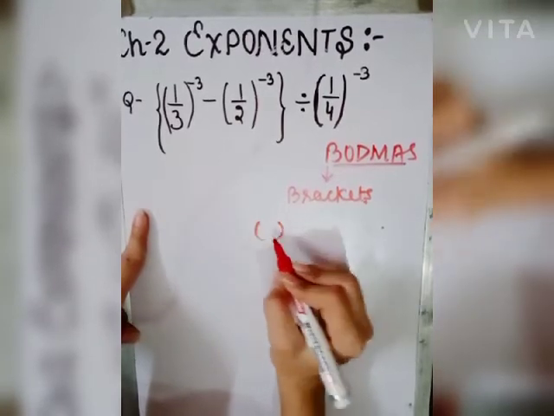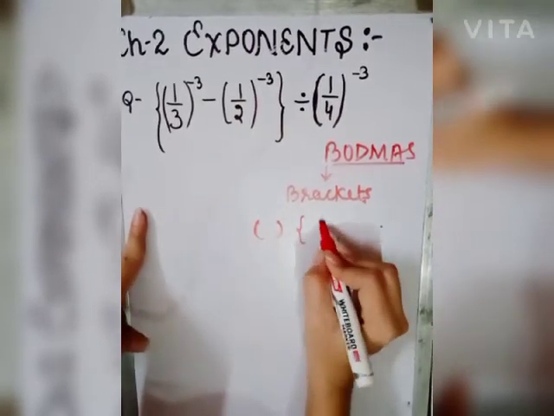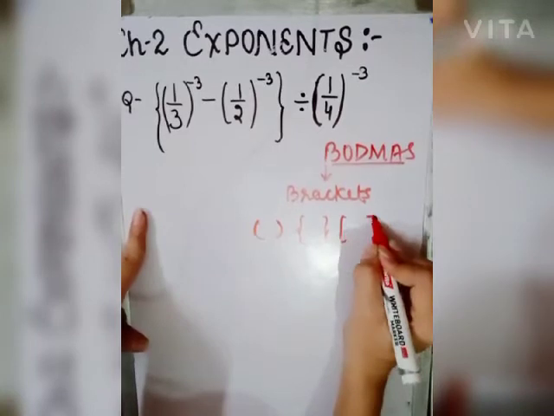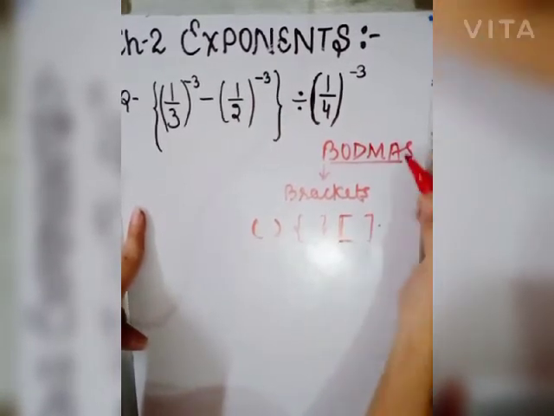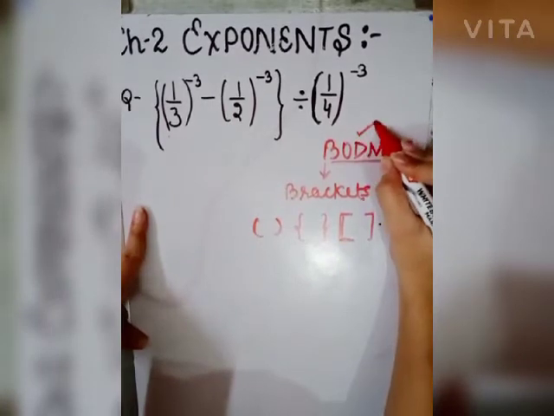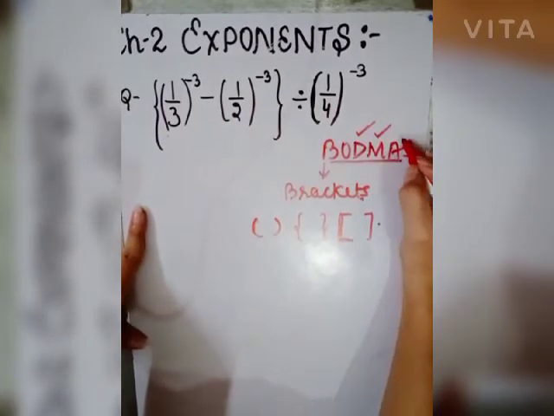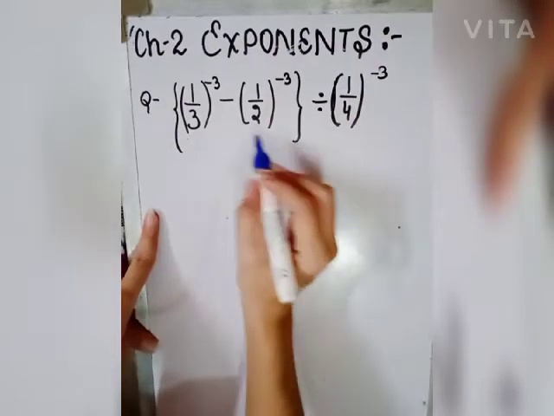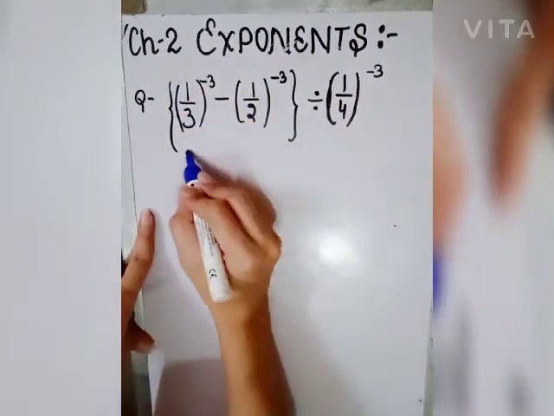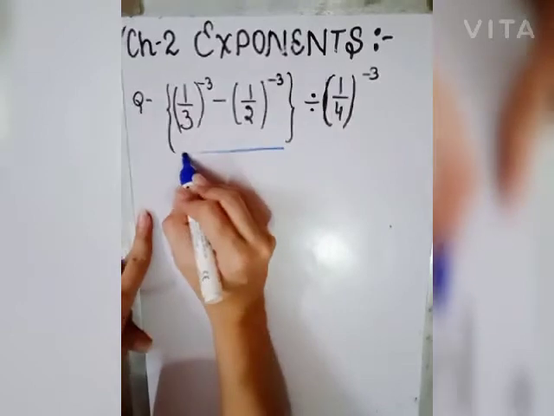First of all, we solve the round bracket, after that the curly bracket, and in the last we solve the square bracket. Okay, and then we do first division, after that multiplication, then addition, and in the last we do the subtraction. Here we first have to solve inside this bracket.